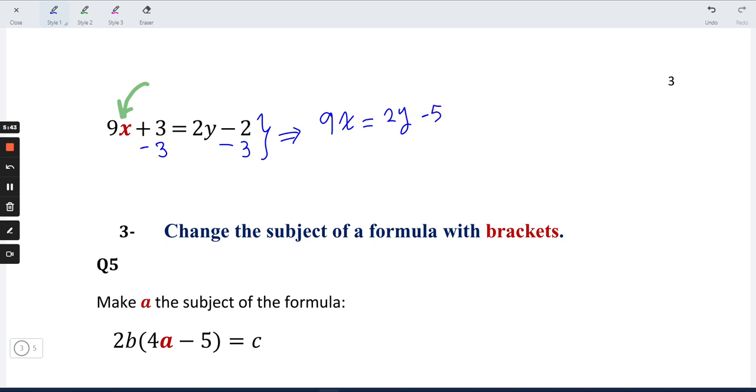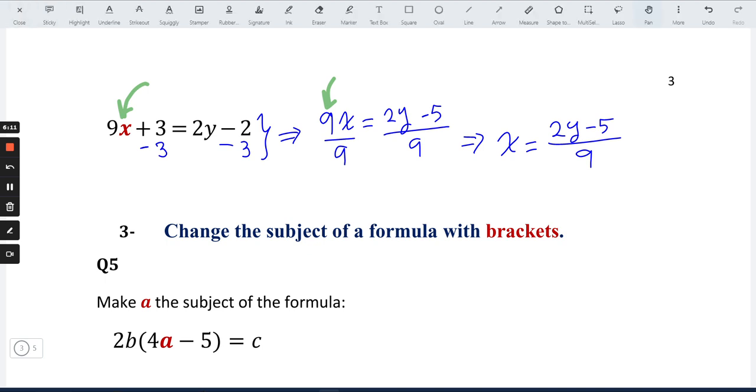Now the second step is to cancel, to delete 9. So we will divide, because the opposite operation, as we said before, is division. So 9x divided by 9 gives x, and 2y minus 5 is also divided by 9. We will get here x equals 2y minus 5, divided by 9.